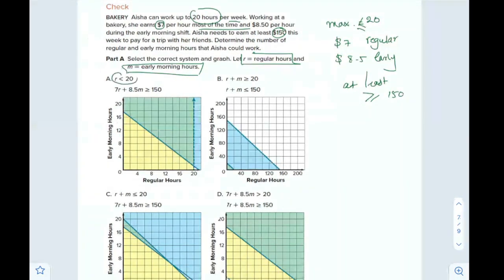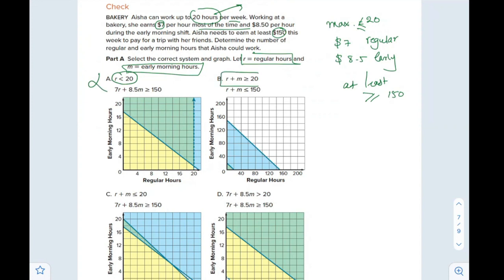If you read the first one, R less than 20 means the regular hours is less than 20. Is it mentioned here? Did it say regular hours less than 20? No. The work up to 20 hours, and this 20 hours including what? Including all kinds of hours, meaning regular with early morning. So this doesn't make sense. No need to check the rest here.